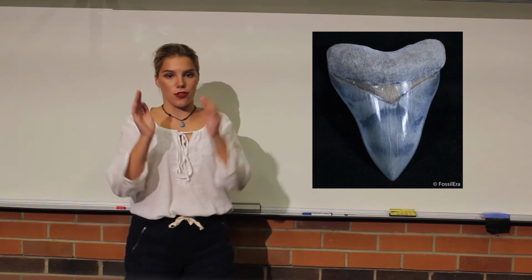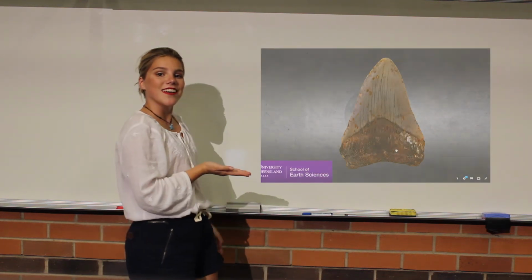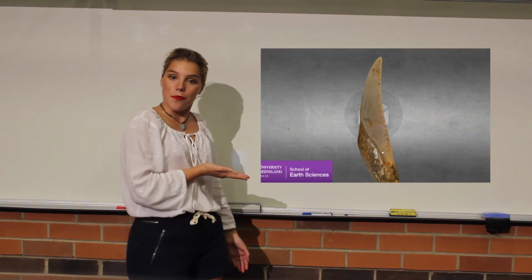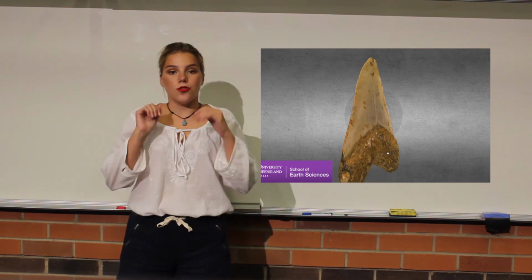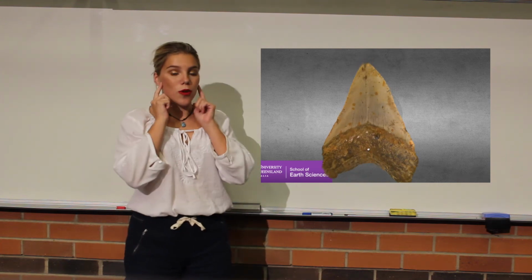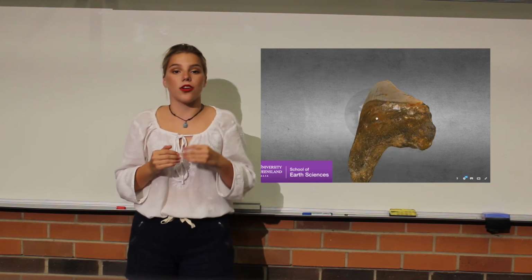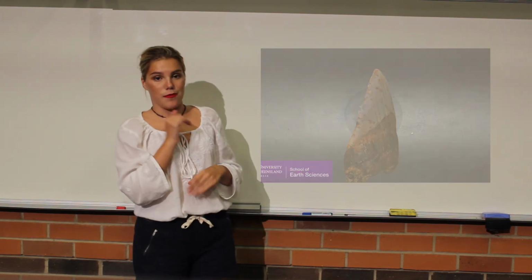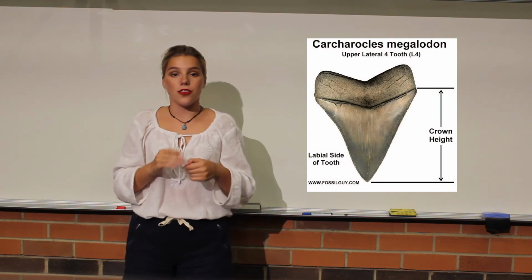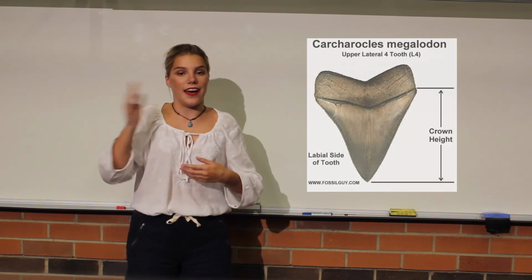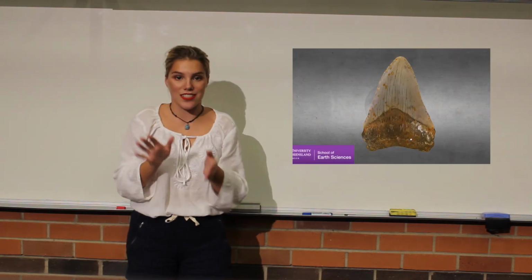So say you find a megalodon tooth, like this one here, given to us by Dr. Gilbert Price of the University of Queensland. You take your tooth, you figure out which tooth it is in the mouth, then you go to the labial side of the tooth and measure the crown height, as shown in this diagram here. Then you plug that into your equation, and out the other side comes the body size of the animal.